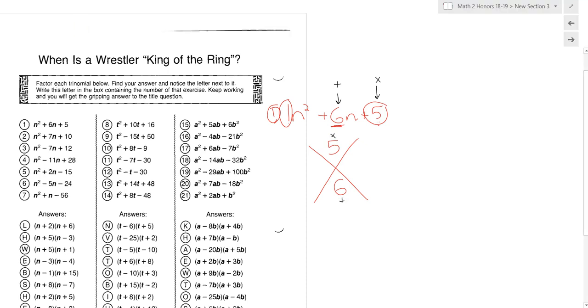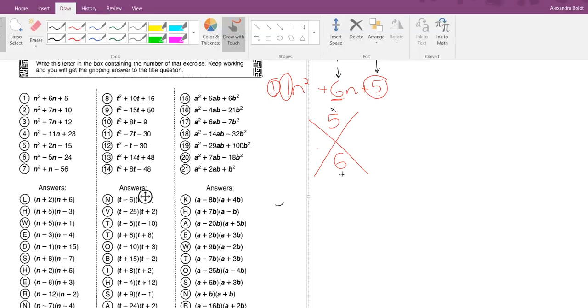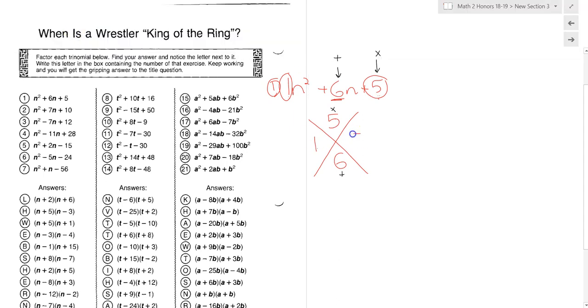Okay. So now I'm going to find my two numbers that multiply to 5 and add to 6. I always like to start with my multiplication, think about what multiplies to 5. Well, the only things that multiply to 5 are 1 and 5, right? And 1 times 5 is 5, and 1 plus 5 is 6. So these are our factors. I have n plus 1 times n plus 5, and that is my answer.